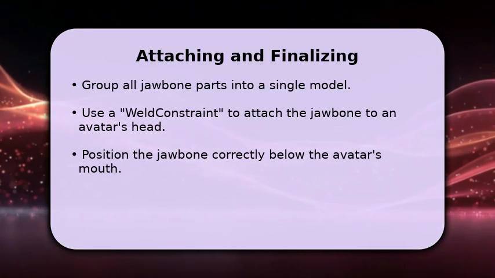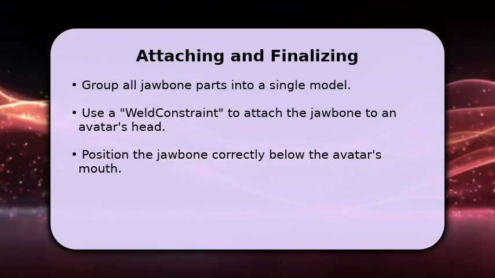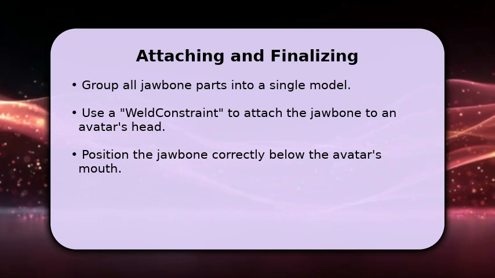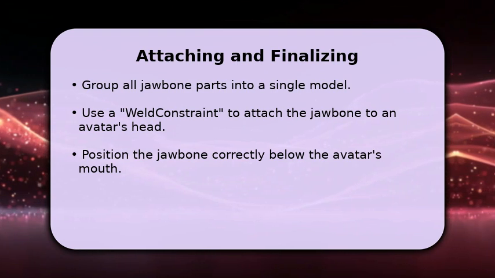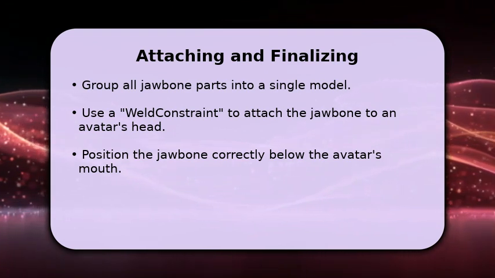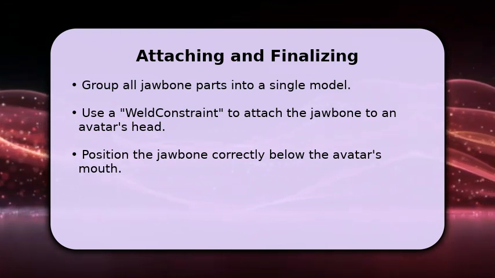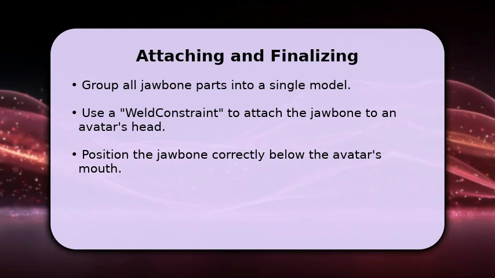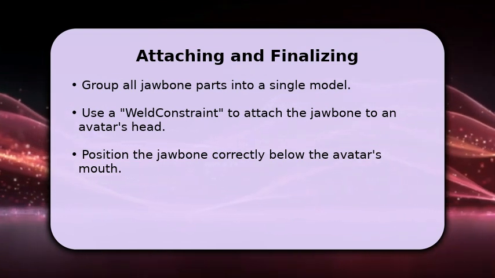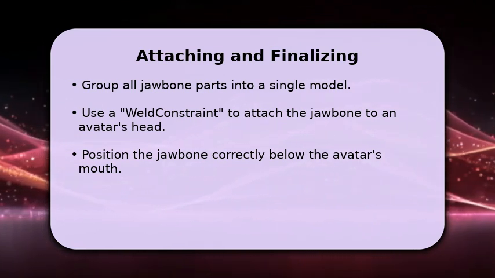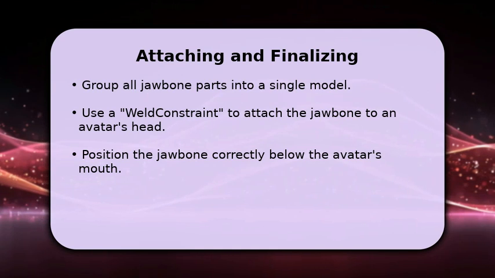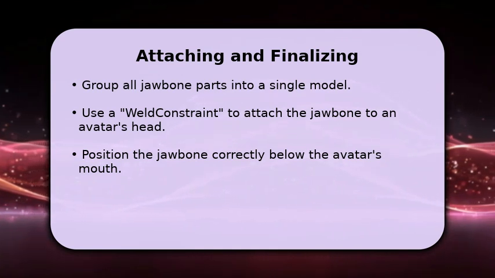Finally, let's attach and finalize your ghost jawbone. Group all the individual parts of your jawbone into one model. Then, insert a weld constraint and connect it to the avatar's head part, ensuring it stays in place. Carefully position the jawbone just below the avatar's mouth, making sure it doesn't clip through other accessories. Test your creation in-game to confirm it moves naturally with the avatar and maintains its spooky, ethereal presence.